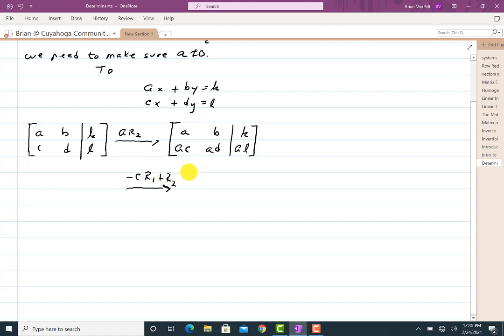So let's see what happens when I do this. I know I get 0 below the A, but what do I get for the other one? I get negative BC plus AD, so I'm going to write it as AD minus BC. And on the other side, we're going to have L minus KC.